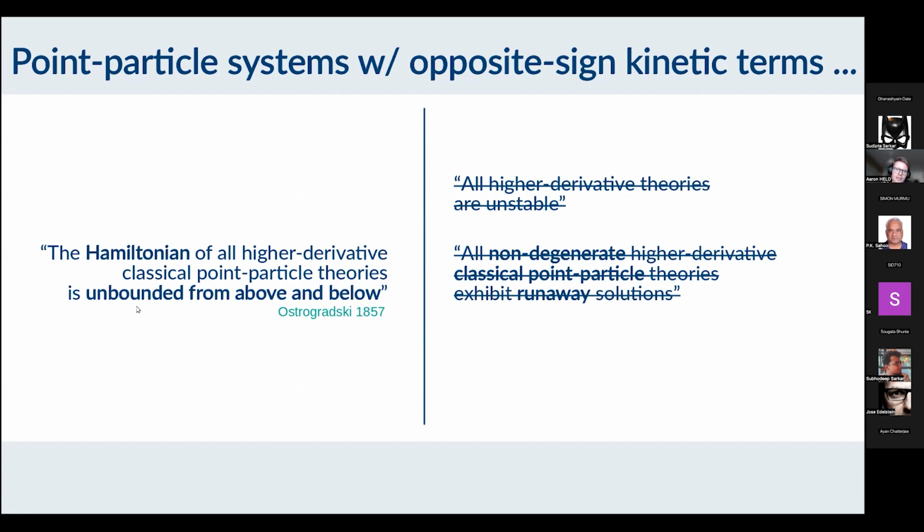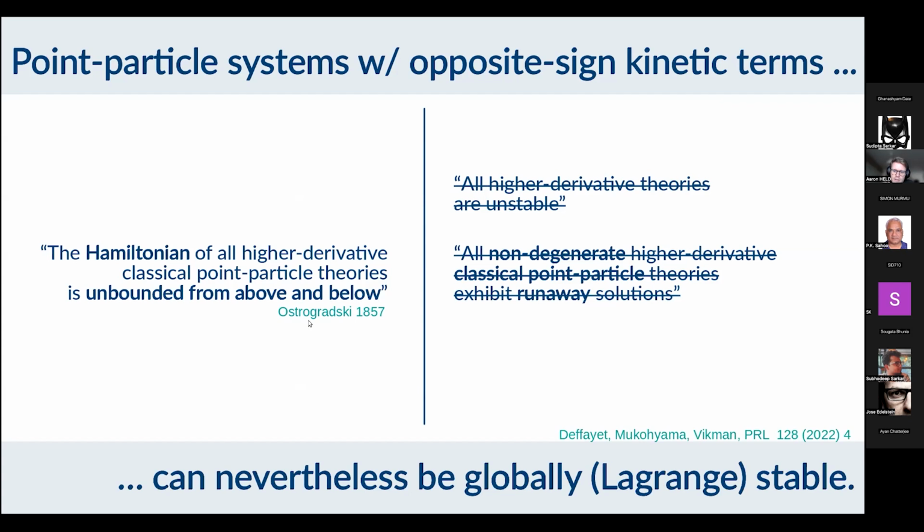And it's physical intuition that leads us to say that if a Hamiltonian is unbounded from above and below, well, then it must somehow excite a runaway. So even for point particle systems, it turns out that that's not always true. You can find specific systems, if you tailor them in a certain way, that have a Hamiltonian which indeed is unbounded from above and below, as Ostrogradsky proved, but they are nevertheless globally stable. And this is an example.